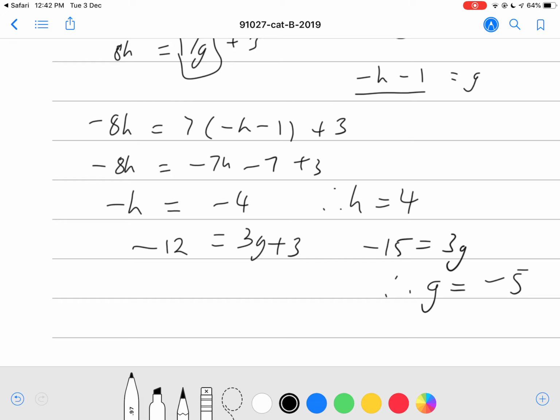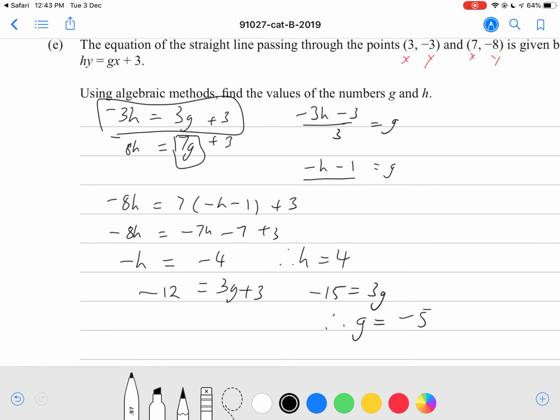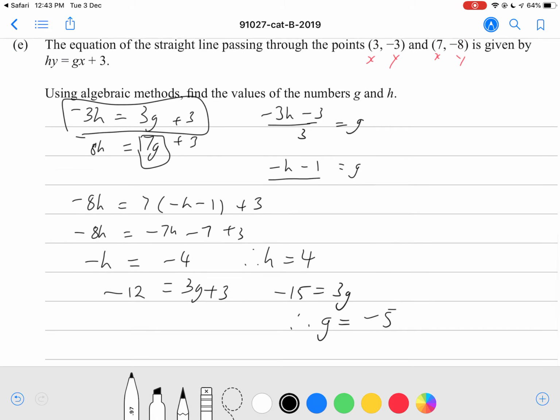Alright, let me double check this on my calculator real quick. I know you don't have calculators during the exam, but I just wish to double check my answer, just in case. Simultaneous. So we have 4 and negative 5, that's correct.